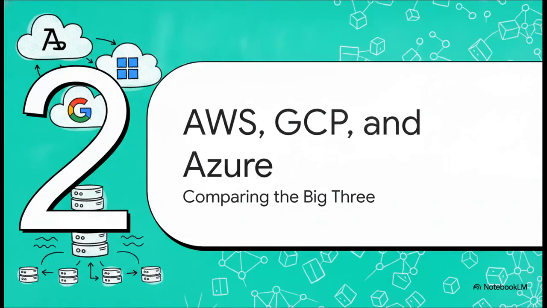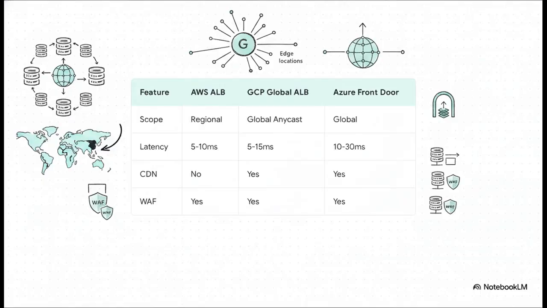Okay, Section 2, AWS, GCP, and Azure. Now that we've got the fundamentals down, let's see how the big three actually tackle these layers in the real world. The crucial point here is really seeing where each provider excels. AWS is intensely regional with fantastic 5 to 10 millisecond latency within its region, and it features native integration with AWS WAF for security, but it doesn't have a built-in CDN.